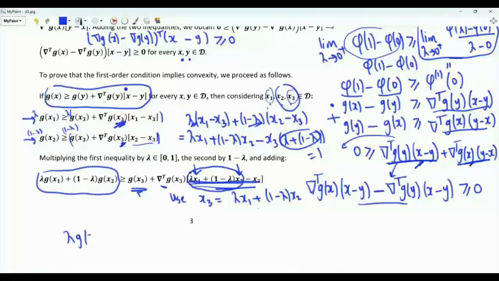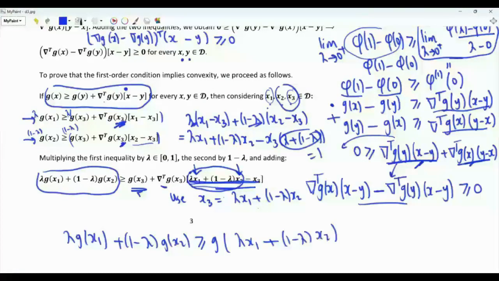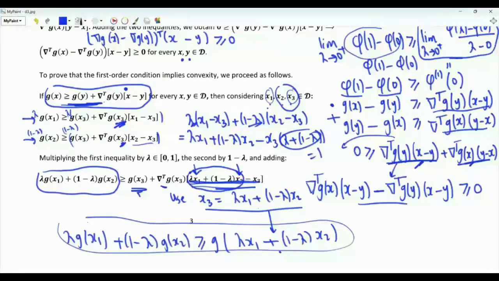The inequality we get is that lambda g of x1 plus 1 minus lambda g of x2 is greater than or equal to g of lambda x1 plus 1 minus lambda x2. This is the convexity condition for function g. If we have function g with a convex domain, and if this inequality is satisfied for every x and y in the domain, we get this functional inequality, thereby indicating that function g is a convex function.